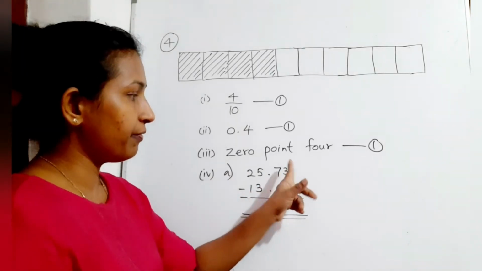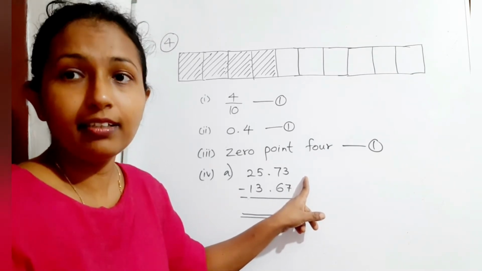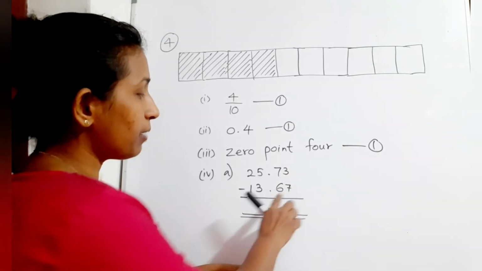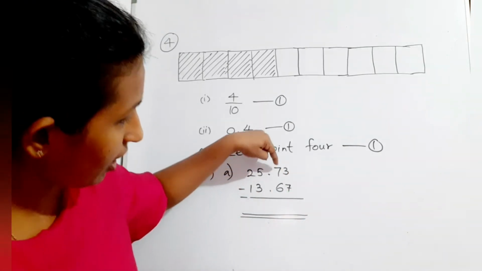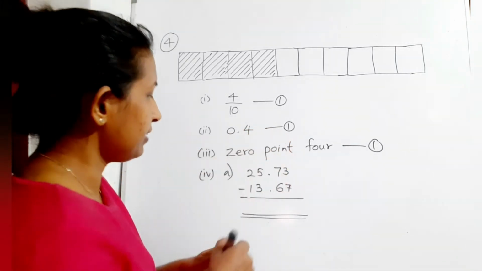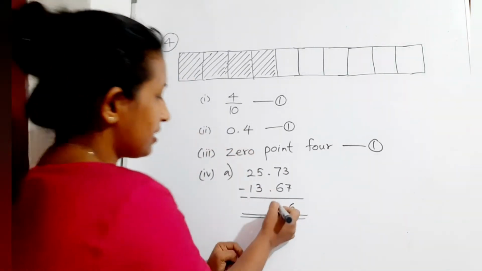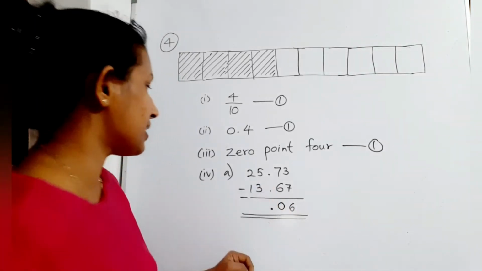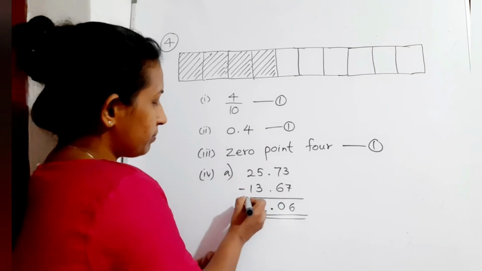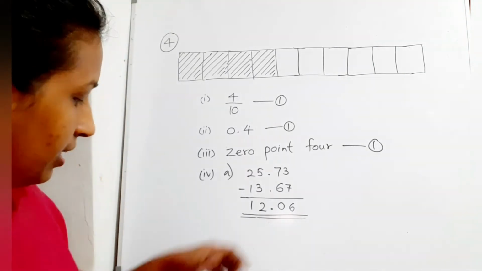Right. Then we start the subtraction from the end, from the second decimal number here. So we can't subtract 7 from 3. So we have to take 1 from here. Then it becomes 13. 13 minus 7, 6. Then here the remainder is 6. 6 minus 6, 0. Point mark is there. Then 5 subtract 3, 2. 2 subtract 1, 1. 12.06.